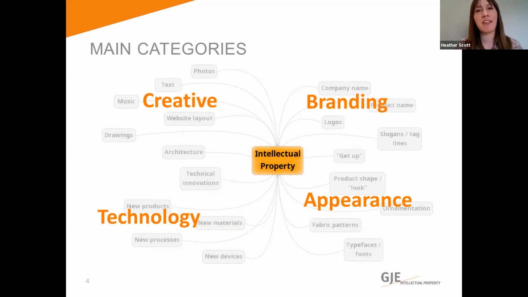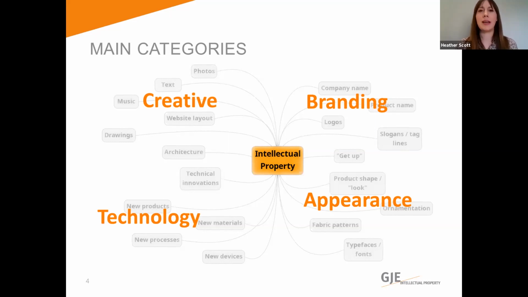However, this huge variation in different types of IP means that the same type of protection is not suitable for all of them. For example, if somebody could protect their technical innovation forever, then that would stifle innovation and competition because nobody else could ever make the same type of product. On the other hand, that's just not true in the case of a brand, because there, other people can compete. They can make the same type of product. They just have to use their own name.